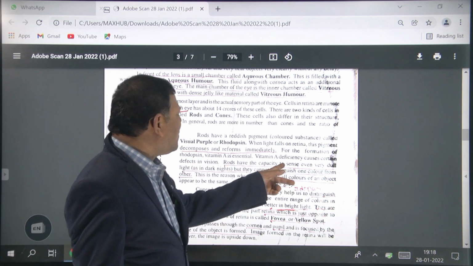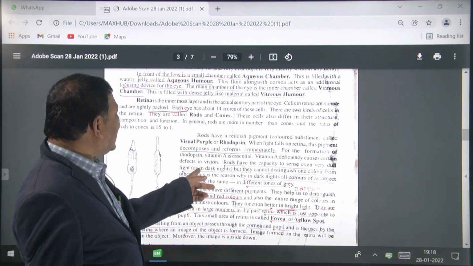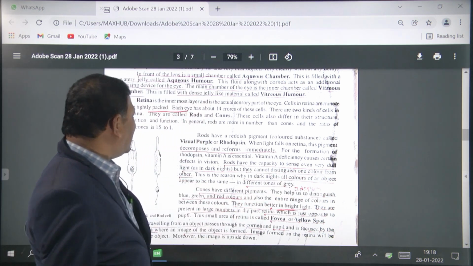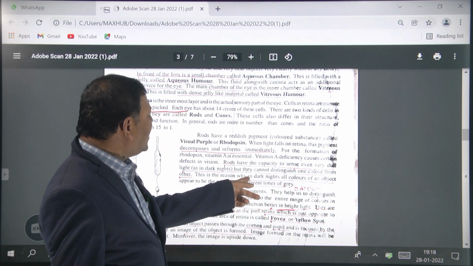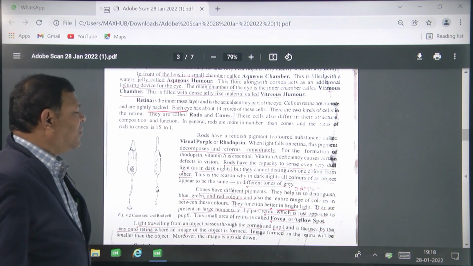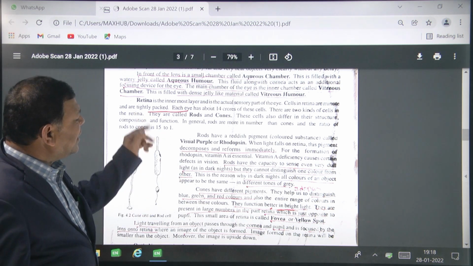So rods have the capacity to sense even very dull light like a dark night, but they cannot distinguish one color from another. This is the reason why in the dark night all the colored objects appear to be the same, especially gray in color.